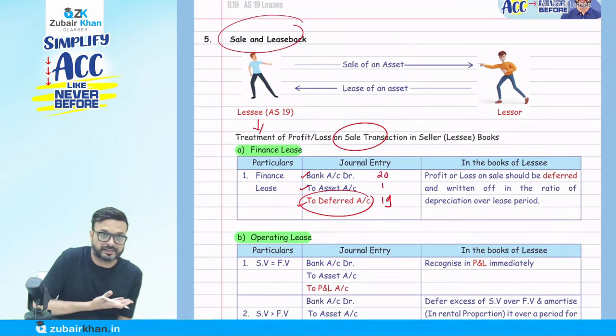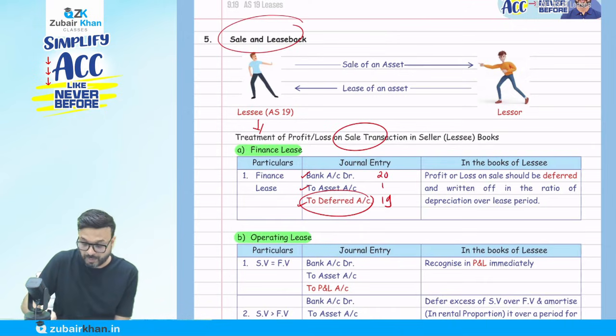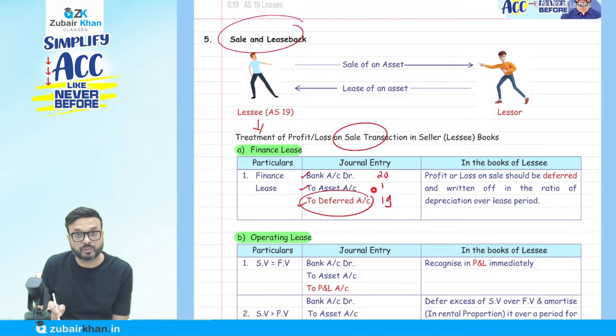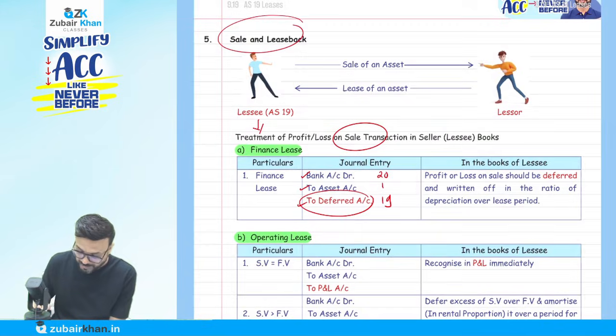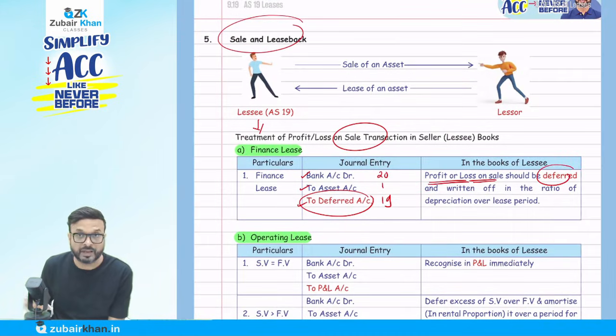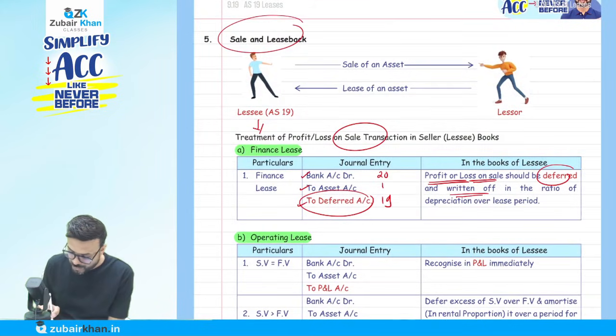So I will use the same asset, but I may recognize the profit in my books of account by manipulating it. Suppose the book value is 1, I am selling to you at 20. The profit will appear in my books and I will get the same asset at the same time. So they say no, it is not allowed. It has to be deferred. The profit or loss on sale should be deferred and written off in the ratio of depreciation.